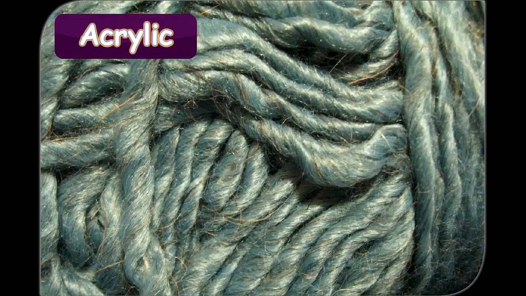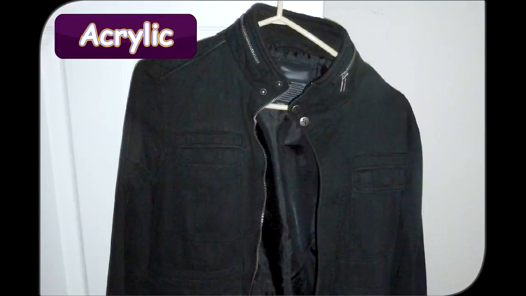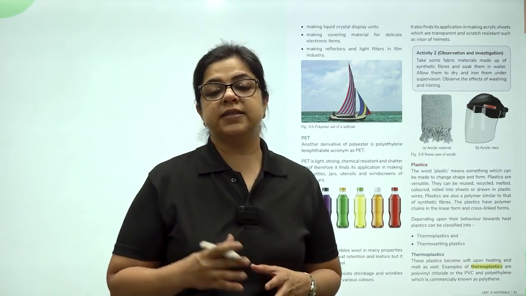Acrylic is another synthetic fiber made from polyacrylonitrile. Polyacrylonitrile is obtained by the polymerization of acrylonitrile molecules obtained from petroleum products. Acrylic is lightweight, warm and soft, giving it a wool-like feel. It is cheaper than wool and is used to make sweaters, shawls, blankets, jackets, etc. So now we have learned about polyester and acrylic.